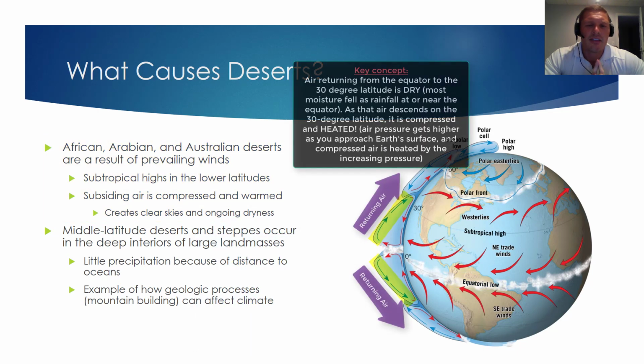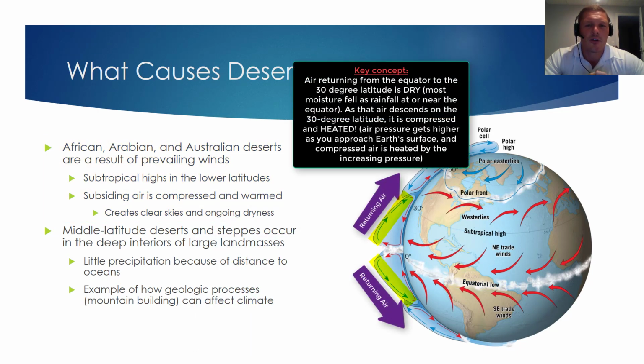But watch what happens to the air in that convection cell once all the moisture has fallen out as rain near the equator. The air that's returning poleward towards the 30-degree latitude is very dry, and that dry air will descend and warm, and basically blanket the 30-degree latitude in warm, hot air.